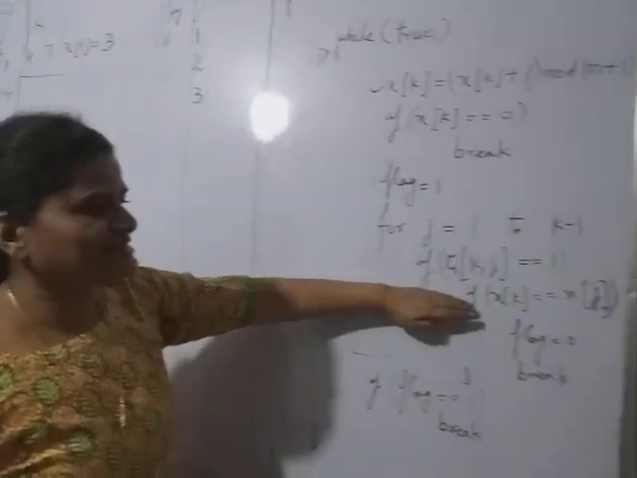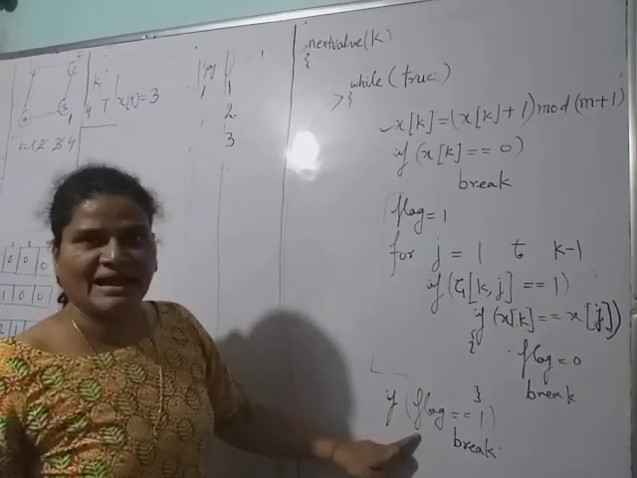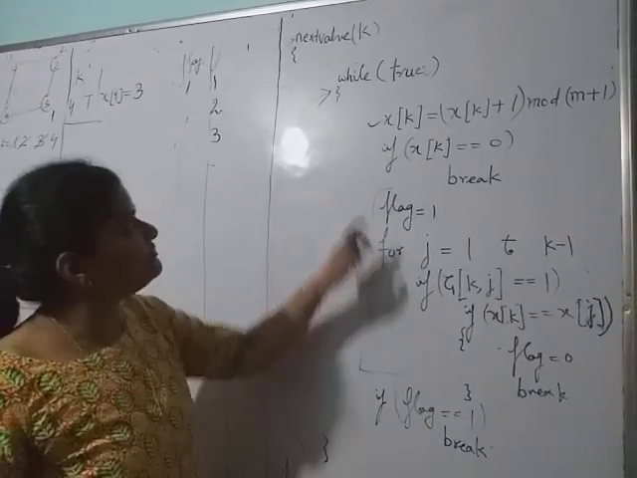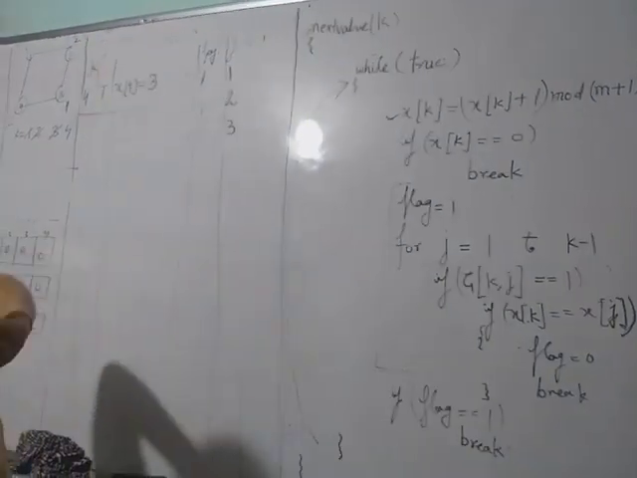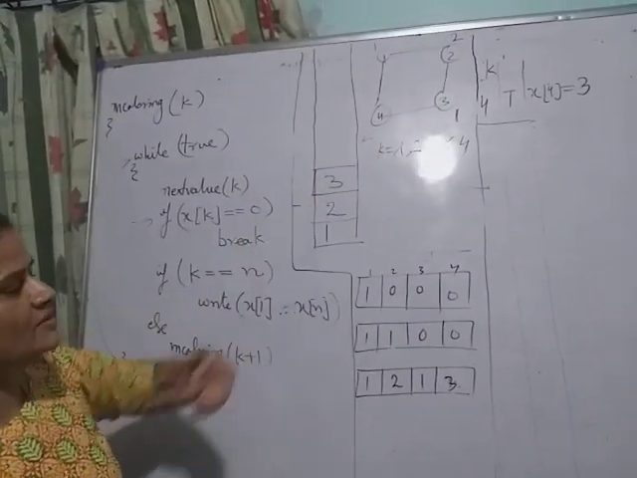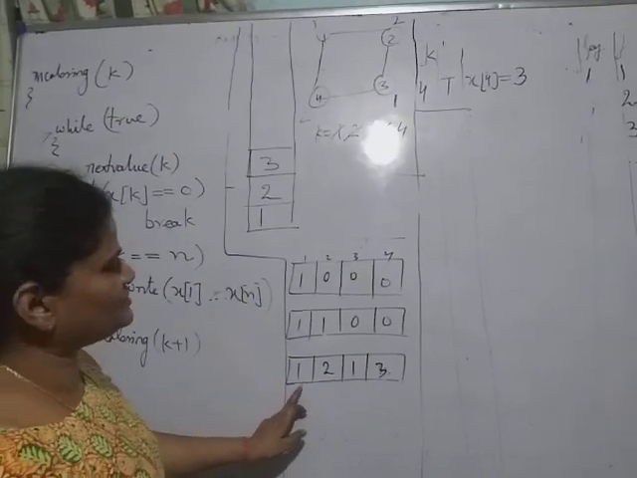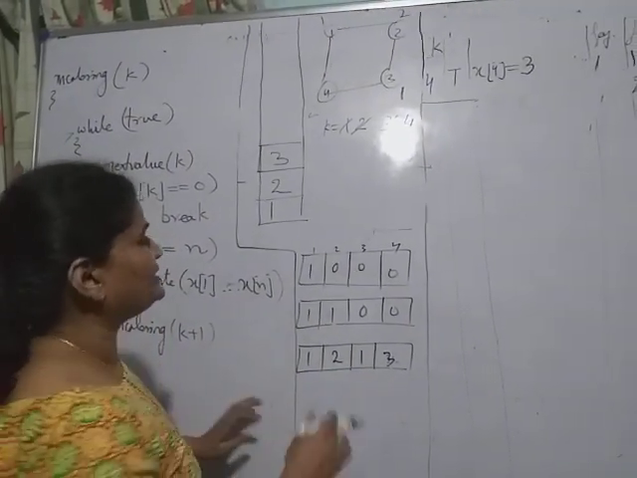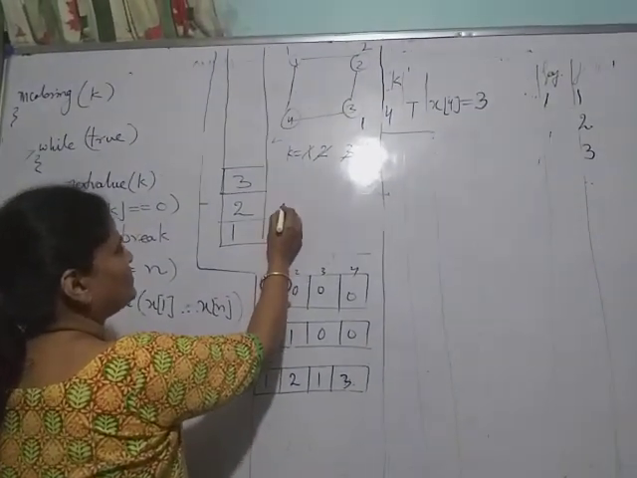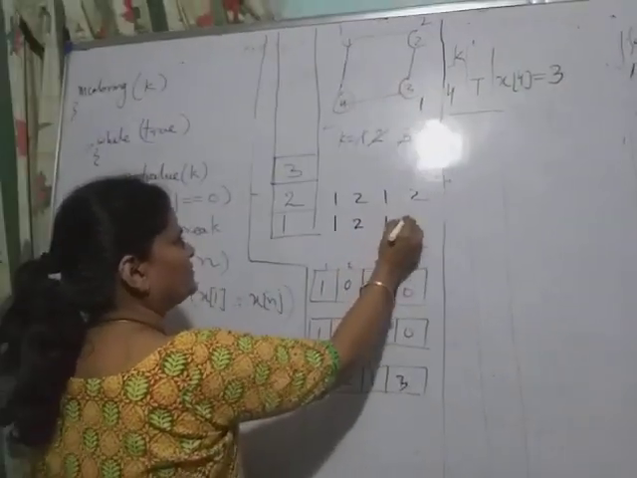So this condition is not true and it will come out from the loop, and the value of flag is 1 and it will come out from the outer while loop. Now the control is transferred here. Again k equal to n as k equal to 4. So it will write another solution. The other solution is 1, 2, 1, 3. The first solution was 1, 2, 1, 2. The second solution is 1, 2, 1, 3.